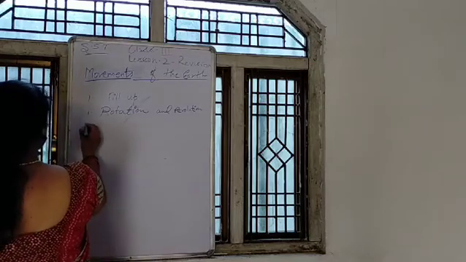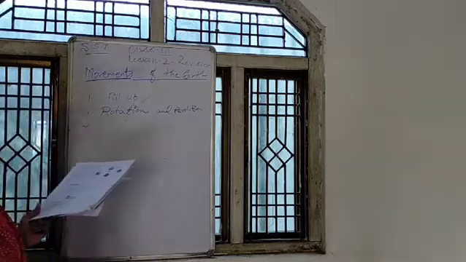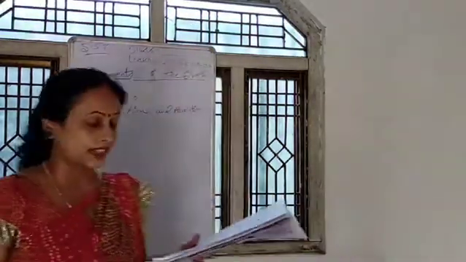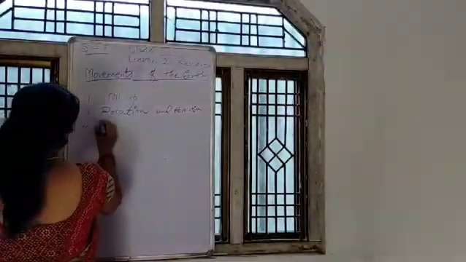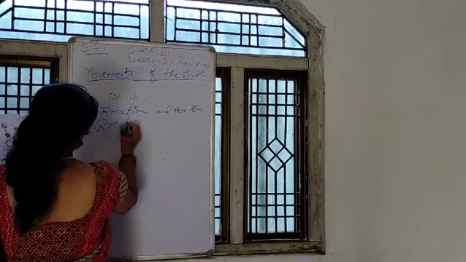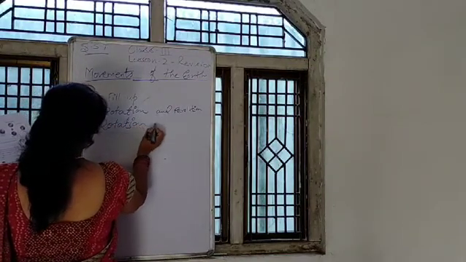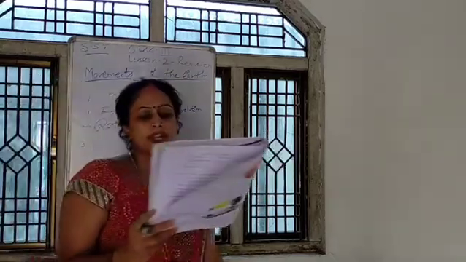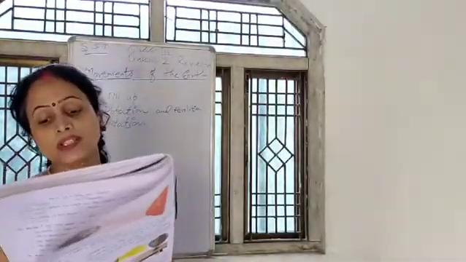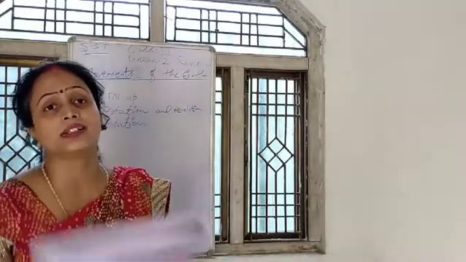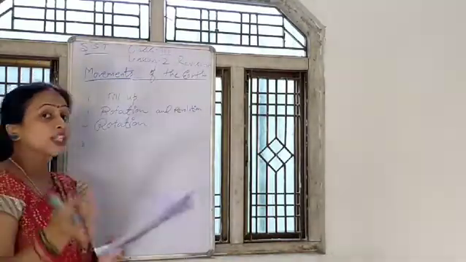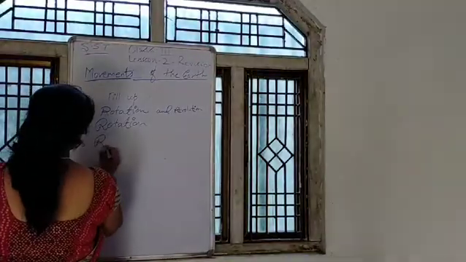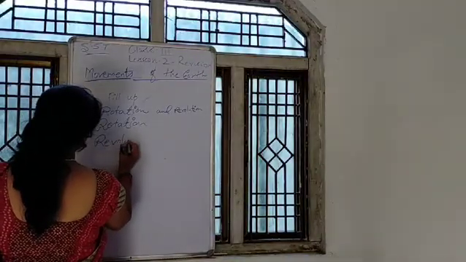The second one: dash is the spinning movement of the earth on its axis. So that is rotation. Third: dash is the movement when the earth goes around the sun in 1 year, and it causes seasons also. So what is that? Revolution.